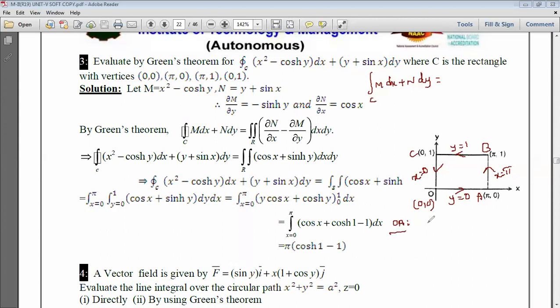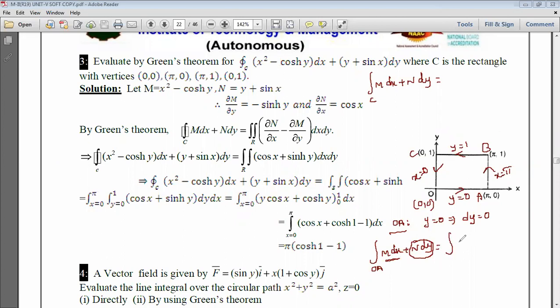Here the line is nothing but y is equal to 0. So y equal to 0 means obviously dy becomes 0. And then integral M dx plus N dy over the curve OA, which is equal to, here it is having dy 0, so throughout this value becomes 0 and remaining only M dx.